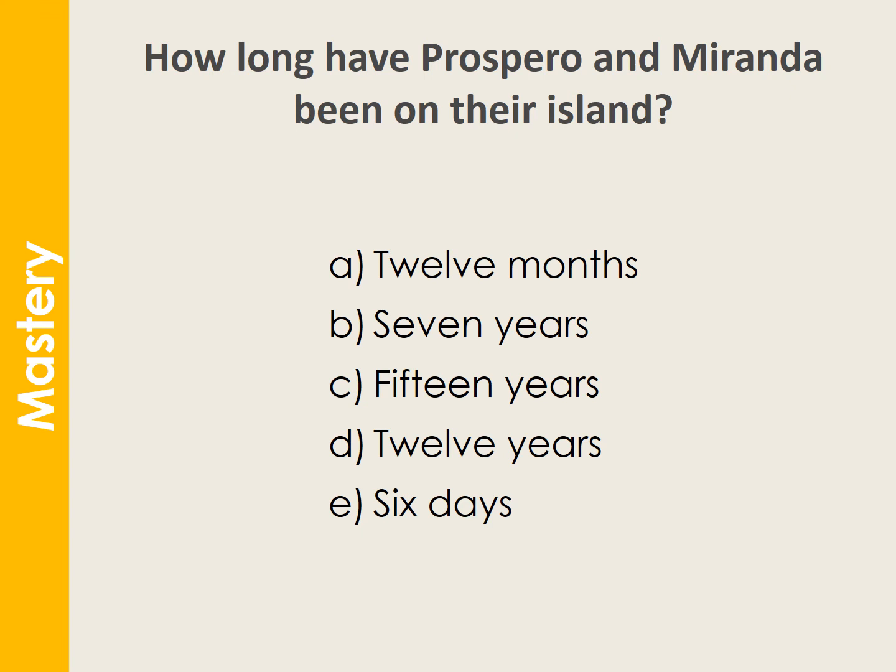Well, here is a question for you. How long have Prospero and Miranda been on their island? Okay, is it A, 12 months, B, 7 years, C, 15 years, D, 12 years, or E, 6 days? What do you think?